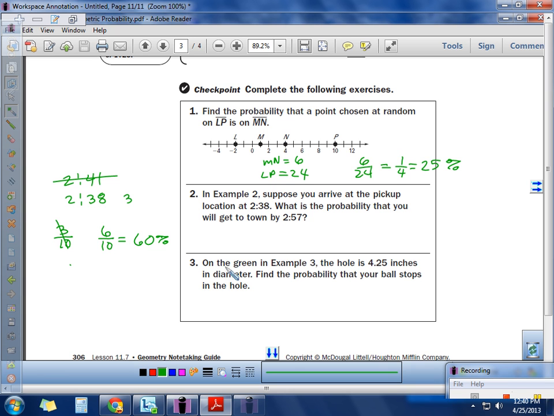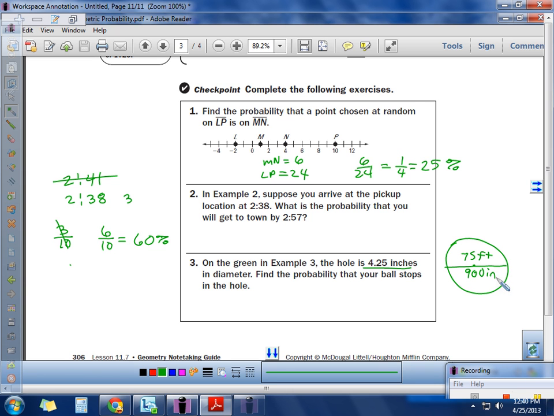The last one is talking about the green, saying now you're trying to make it in the hole, and that's 4.25 inches. Now be careful, 4.25 inches is a different unit than what was in that last problem. The green on the last problem had a diameter of 75 feet, and now this is in inches, so we need to do some conversions. We got to try to get them in the same units. So I advise changing the 75 feet into inches. When you do that, you get 900 inches.